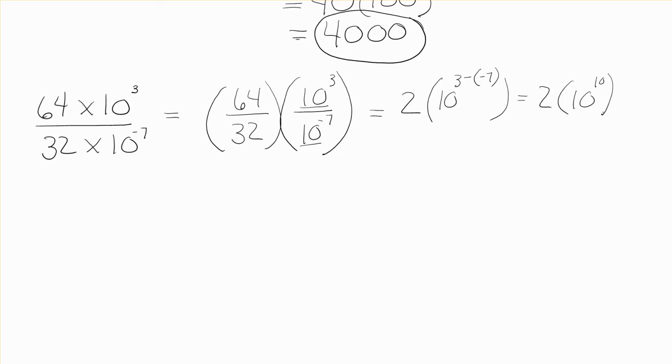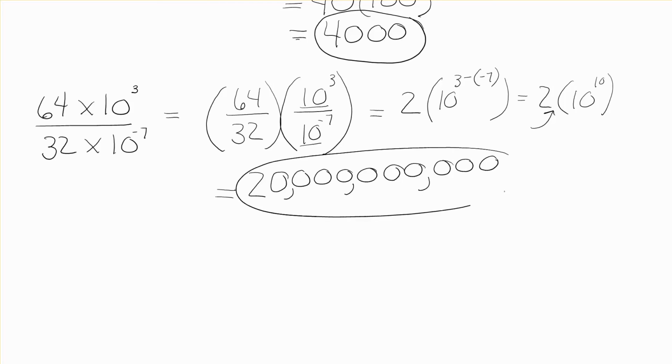The 10th power of 10 has 10 zeros, so we're going to have to add 10 zeros to this 2. That's a big number. So here's our 2. Let's move that decimal place over to the right 10 times. 1, 2, 3, 4, 5, 6, 7, 8, 9, 10. What number is that? 20 billion. That is my final answer.